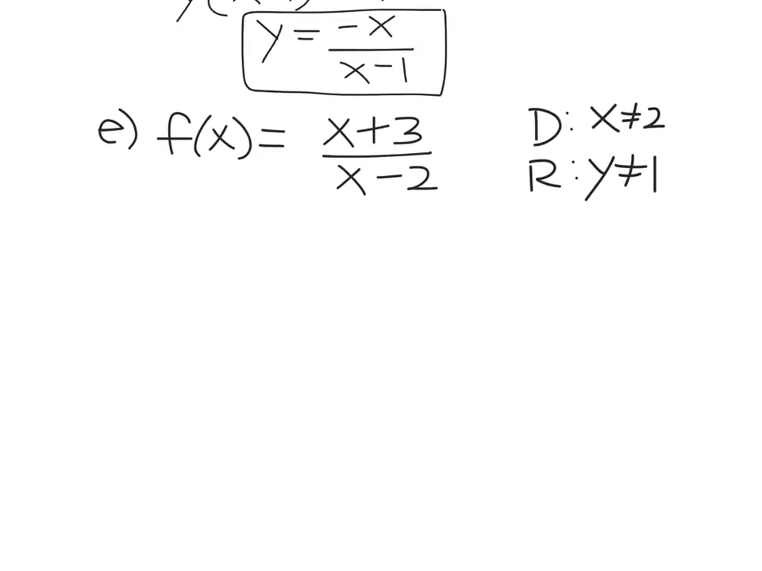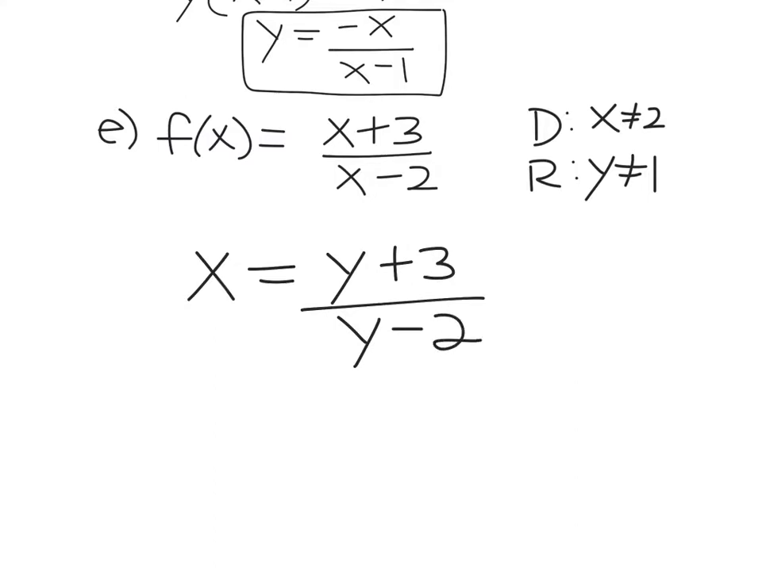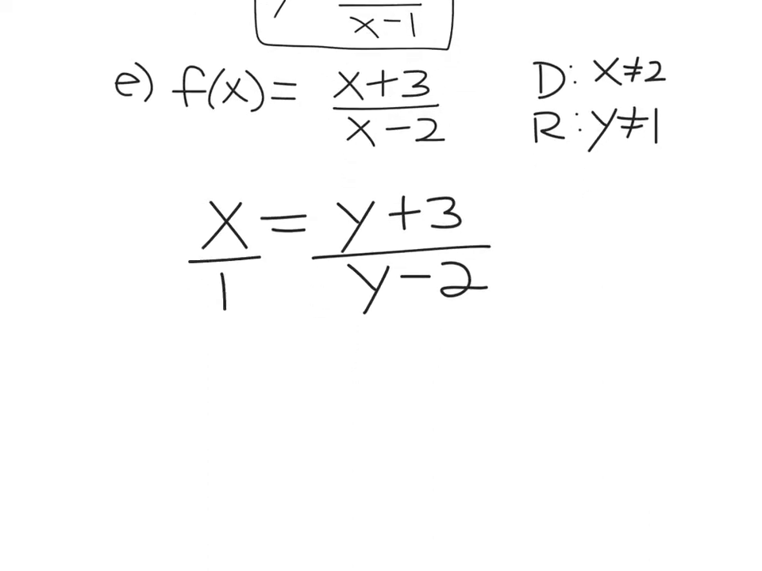We're going to find the inverse. We're going to switch x and y. So here we go. X equals y plus 3 over y minus 2. Okay, same problem as last one. Same exact steps and everything. So we're going to start by cross multiplying to solve for y. So you get xy minus 2x equals y plus 3.